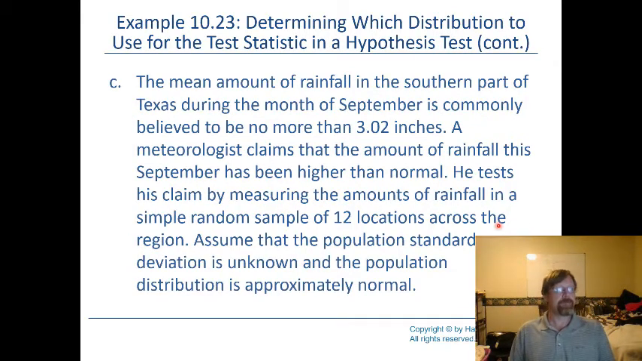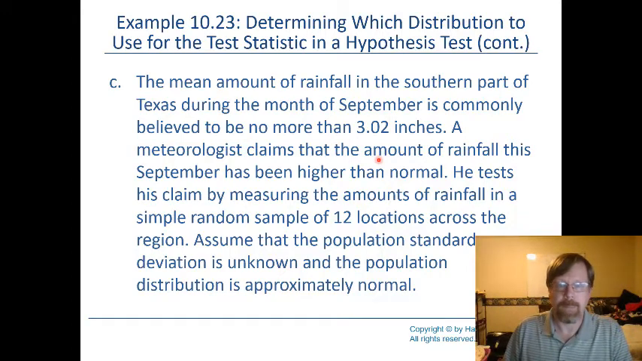Okay, next one. The mean rainfall in southern Texas during September is generally thought of as no more than 3.02 inches. A local meteorologist claims that the rainfall this year has been higher than normal. So he's taken a random sample of 12 locations across the region, assuming the population standard deviation is unknown and the population distribution is approximately normal. Again, look at our sample size, the other things we know, and the type of sample statistics we've got. Which one is appropriate? All right.